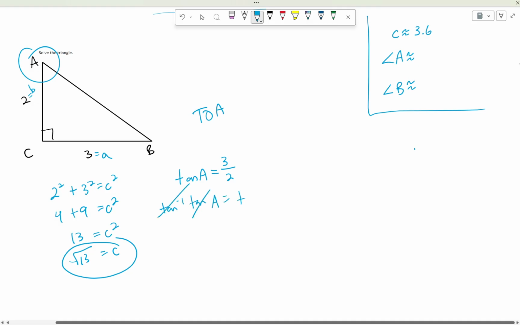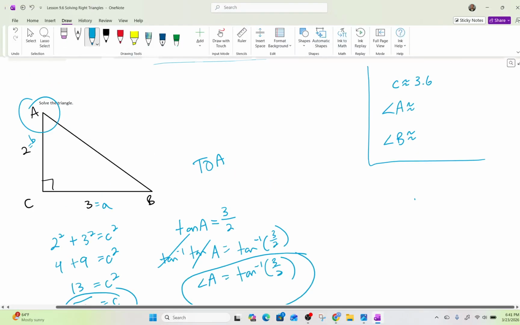Those are going to factor out, or not factor, but that's going to be eliminated. And the inverse tangent of 3 over 2 is angle A. All right, and that's the exact answer. But I need my approximation.